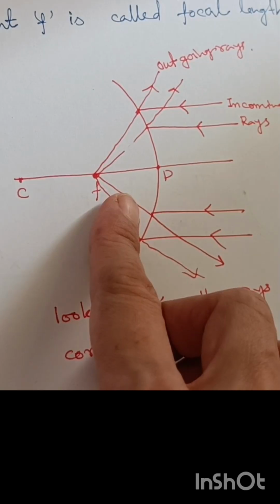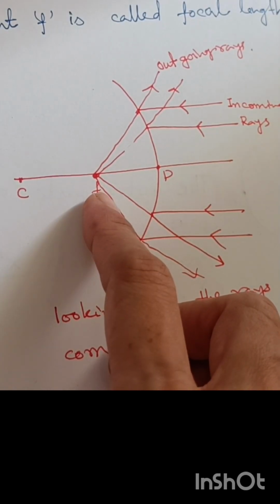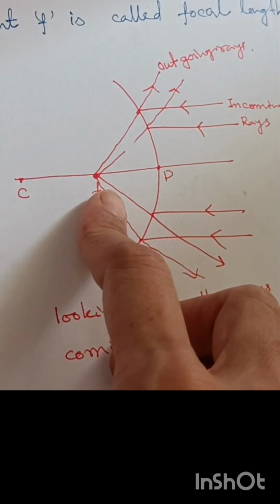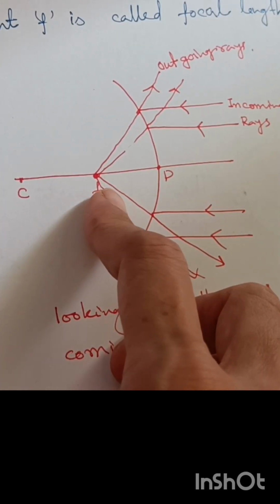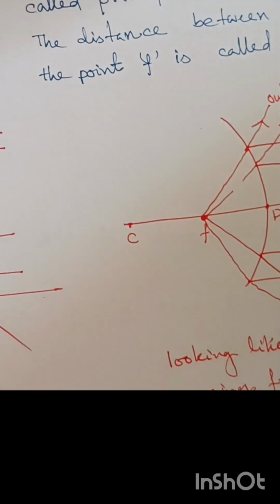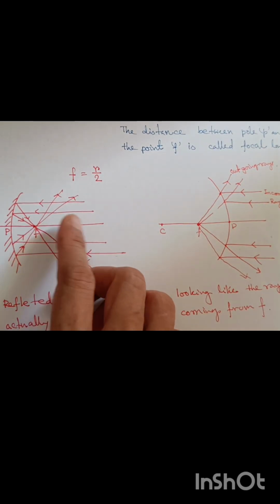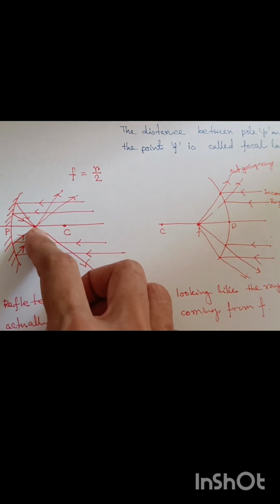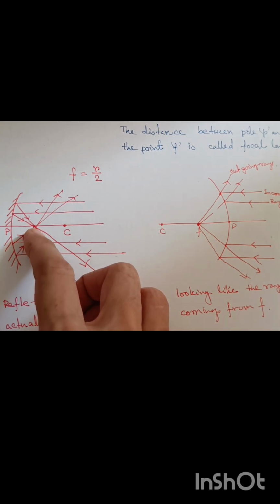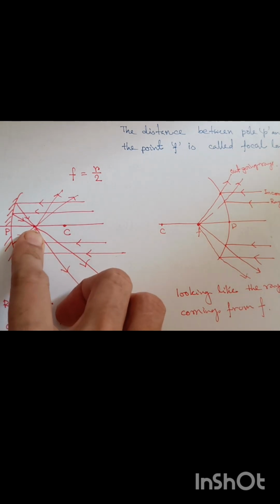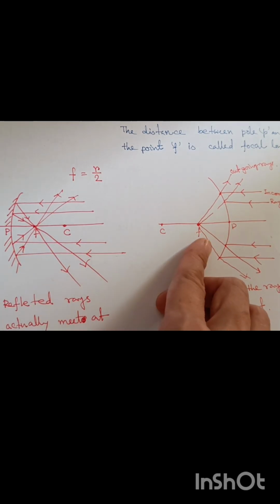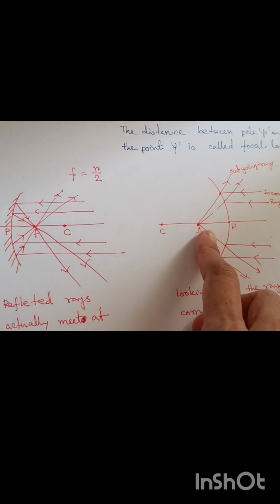So for the convex mirror, the point is imaginary or virtual, and for the concave mirror the rays actually meet at a point, which is real. So in most cases the image will be real. On the other hand, for the convex mirror, the image will form inside the mirror, and that is virtual.